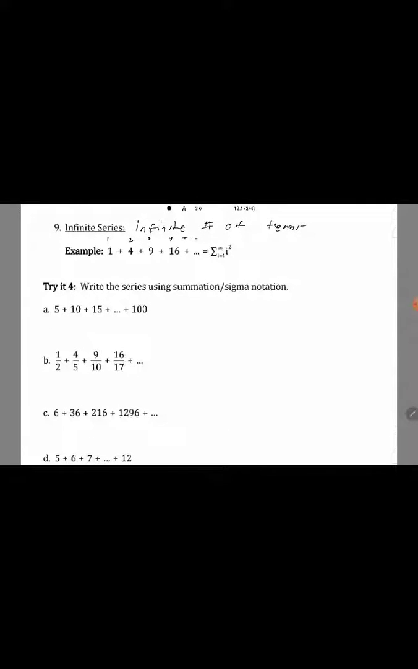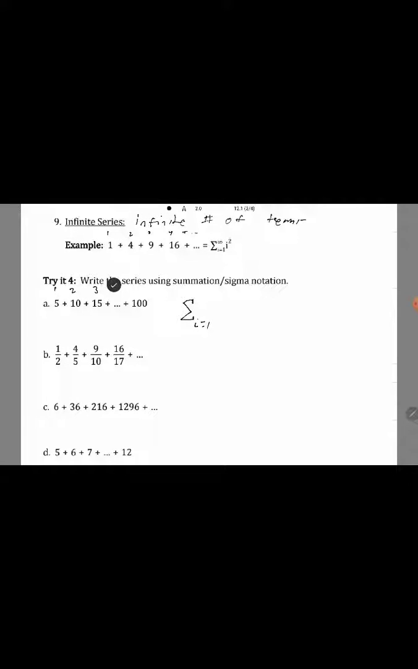Okay, part A. So we want to use sigma notation. So we start off by doing that. Usually i equals 1, because this is 1, 2, 3. And we notice that we're adding 5 more each time. So this will be the 20th term, because 100 divided by 5. So I'm going to put 20, because that's my last term. That's how many we're going.